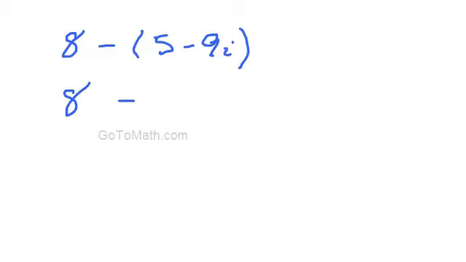Okay, what do we have next? We have 8 minus 5 minus 9i. So we go through 8 minus, distribute the minus across, plus 9i. Add the real part, so we have 3 plus 9i.